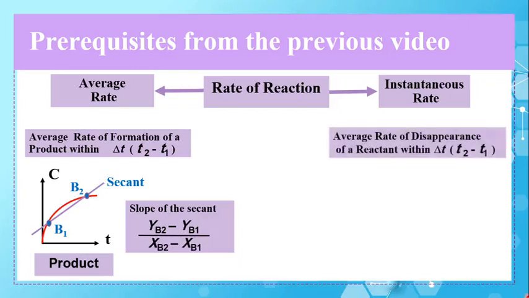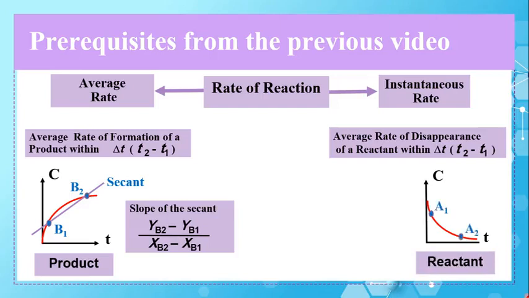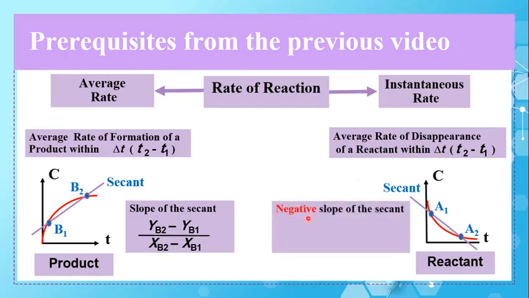The same to determine the average rate of disappearance of a reactant within an interval of time delta T equal T2 minus T1, we have to choose on the kinetic curve of this reactant 2 points having as abscissa T1 and T2. We join these 2 points by a straight line, we get a secant, and the average rate of disappearance of the reactant within this interval of time will be equal to the negative slope of the secant equal to minus y of A2 minus y of A1 over x of A2 minus x of A1.